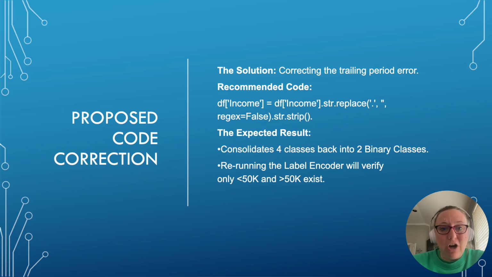We identified the data error where periods were creating duplicate classes. In a real-world project, identifying the bug is only half the battle. Fixing it is the other half. On this slide, you'll see the exact Python code that I recommend to solve this. By using a string replace function to strip the trailing periods before the model training stage, we would consolidate our 4 classes back into only 2 like we expected, which would likely double our accuracy and fix the confusion matrix.